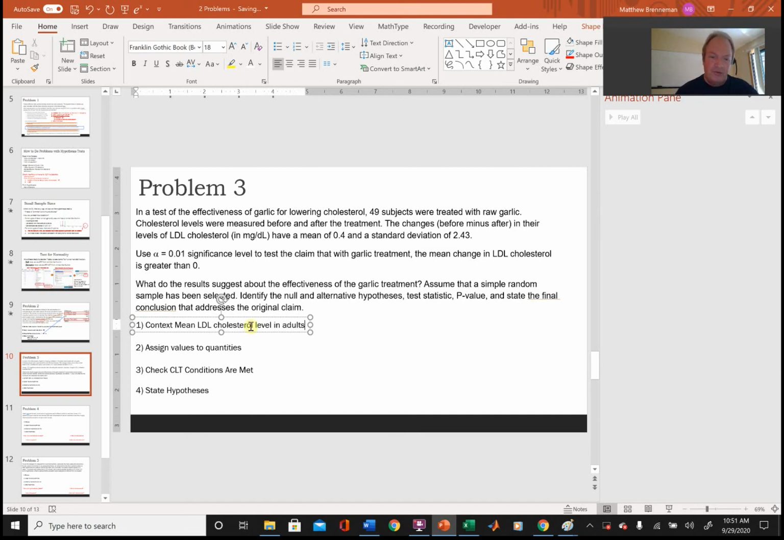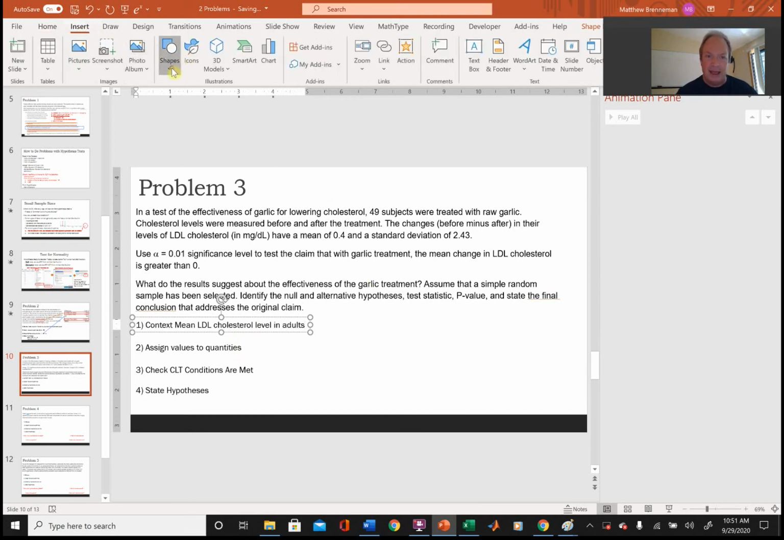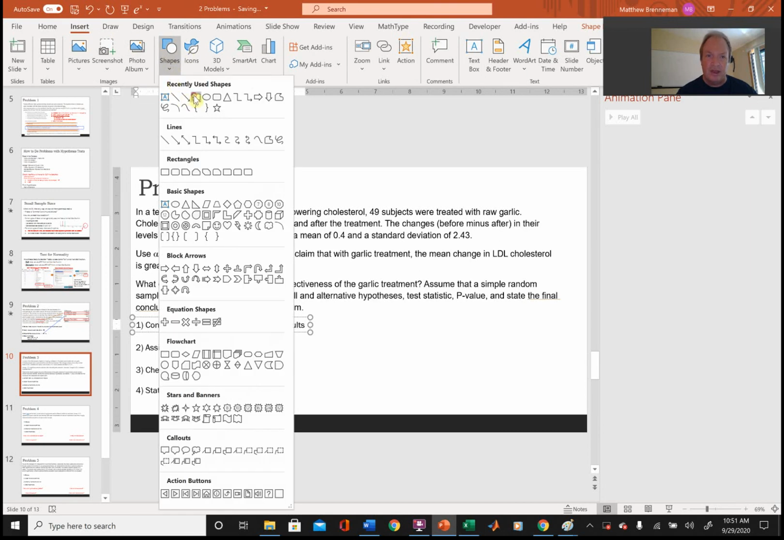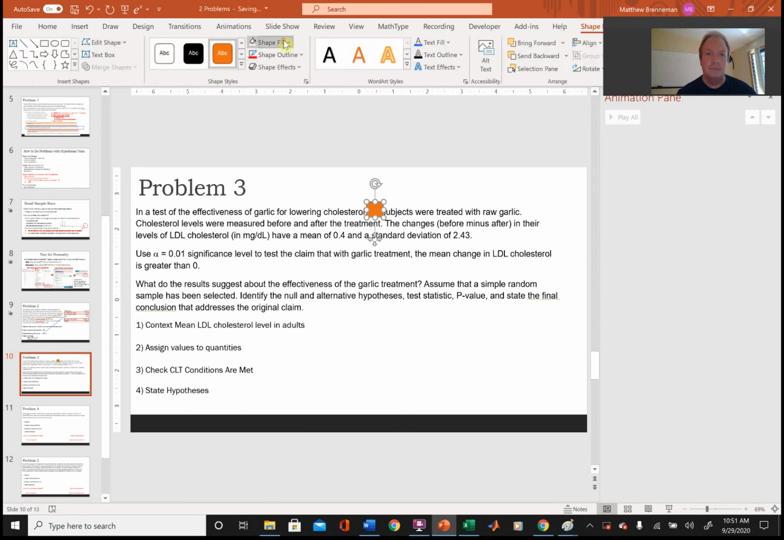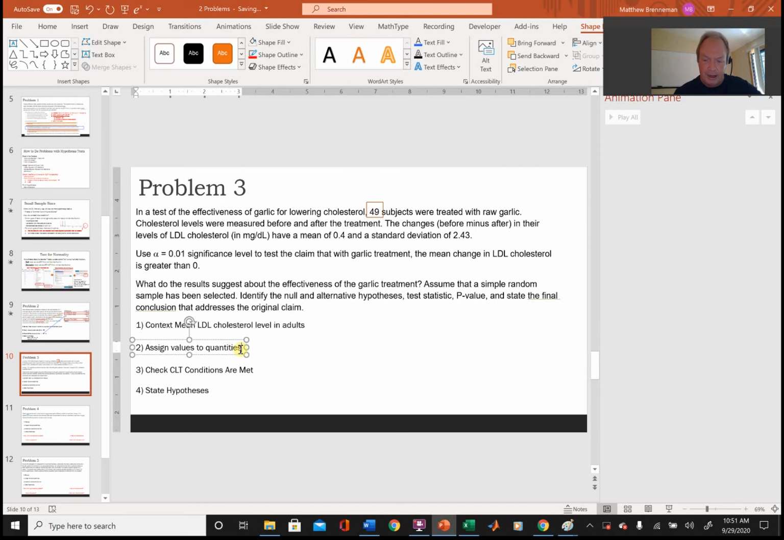So let's go ahead and start assigning values to these quantities. Okay, so first I see the number 49, and that's the number of subjects, which tells me that's my sample size, right? Okay. So I know here that n is equal to 49.